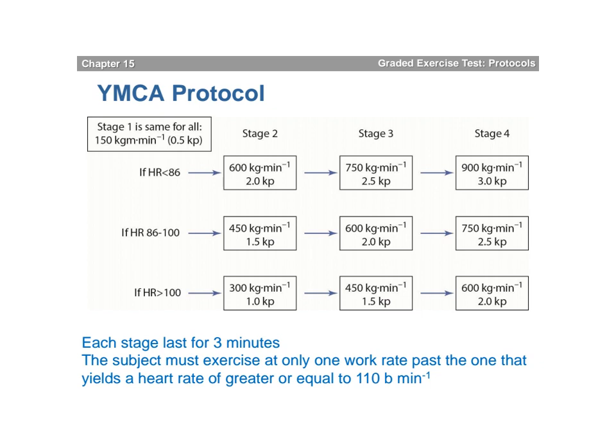So each stage is 3 minutes. And for the YMCA protocol, everyone starts off at stage 1, which is 150 kilogram meters. So this is the same thing as a kilopond meter. Again, kilopond would be a unit of force multiplied by meters. So that's amount of work, and then we're dividing by minutes, so it's a work rate.